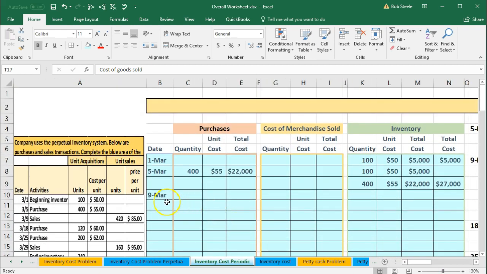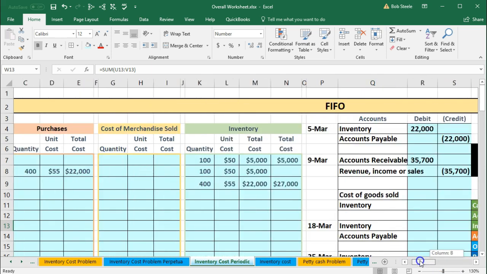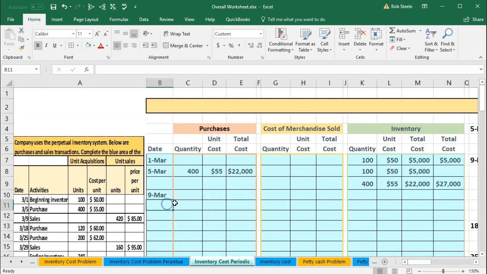So nothing happened on the 9th in terms of this worksheet calculating the inventory. Notice our ending inventory is still at 27,000 and it's at 27 here. That's wrong because we sold some of it, but again, we're not going to make it correct until the end of the period on a periodic basis.